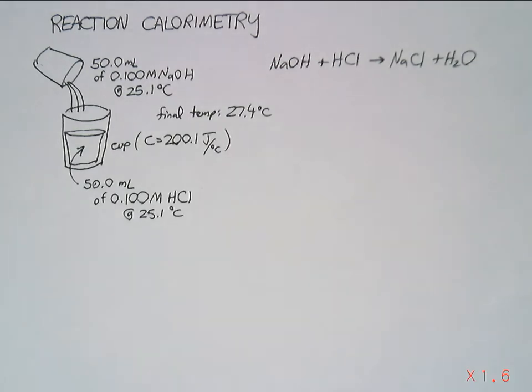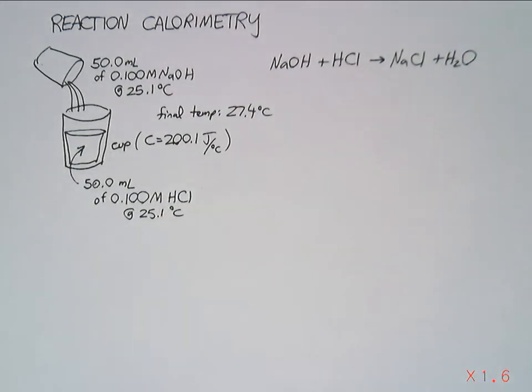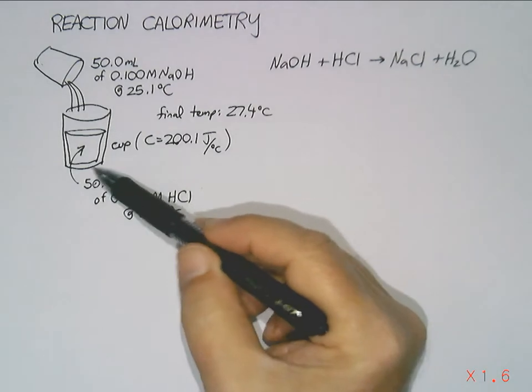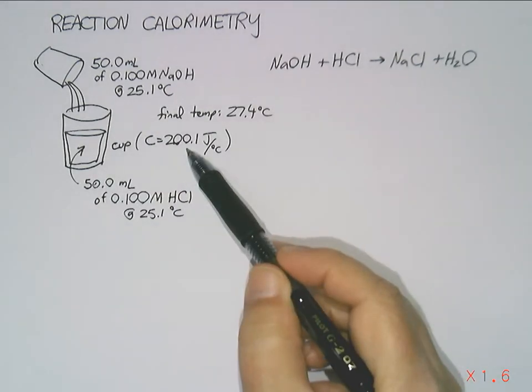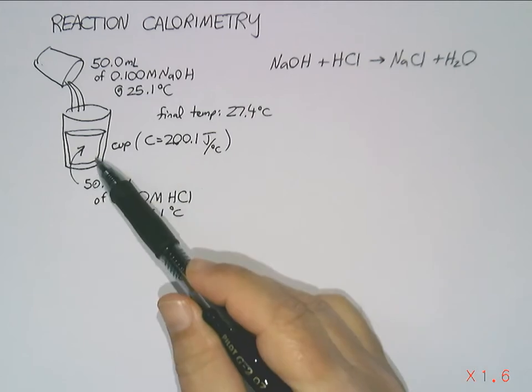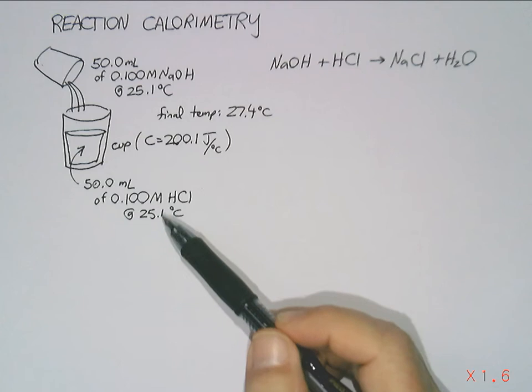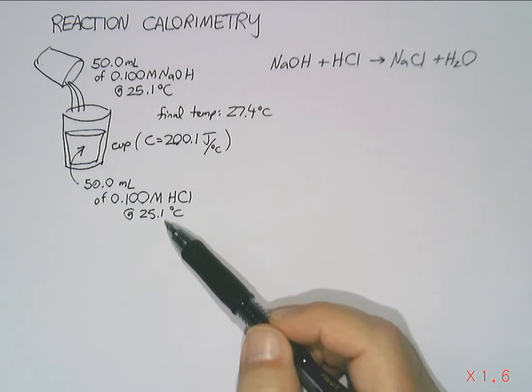And there, it's balanced. And I want to find out how much energy this neutralization reaction that's going to occur in this cup is going to produce. Now I've got a cup, and it has a known heat capacity. That's the big C there. And I've got an amount of acid, and I know the volume of the acid and its concentration. And I also know its initial temperature. It's at 25.1 degrees Celsius.